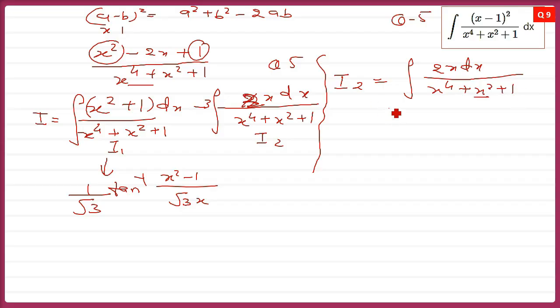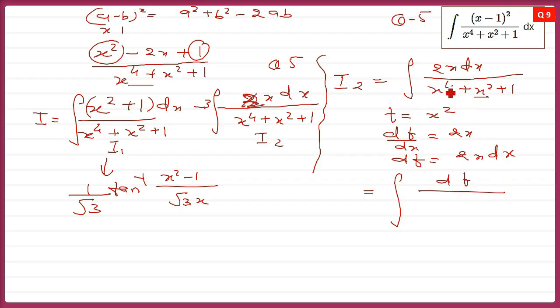Now when we take x square as t, that is t equals x square, dt by dx will be equal to 2x. dt will be equal to 2x dx. So that's why I kept 2 along with this x dx. So this 2x dx can be replaced by dt for the time being. x raised 4 becomes t square, x square becomes t. Now the next step is what?